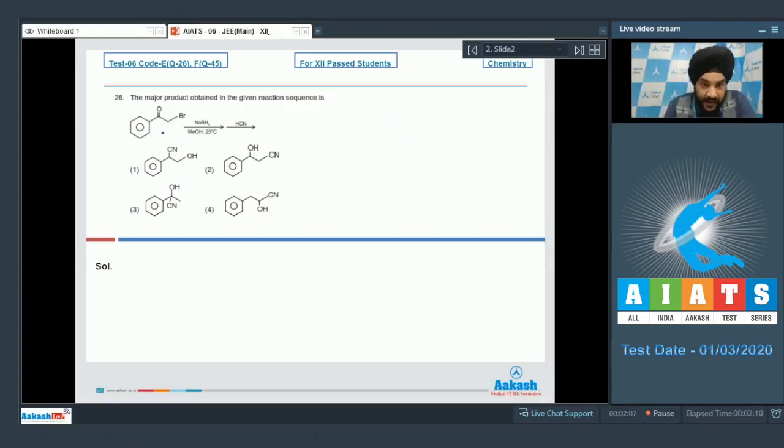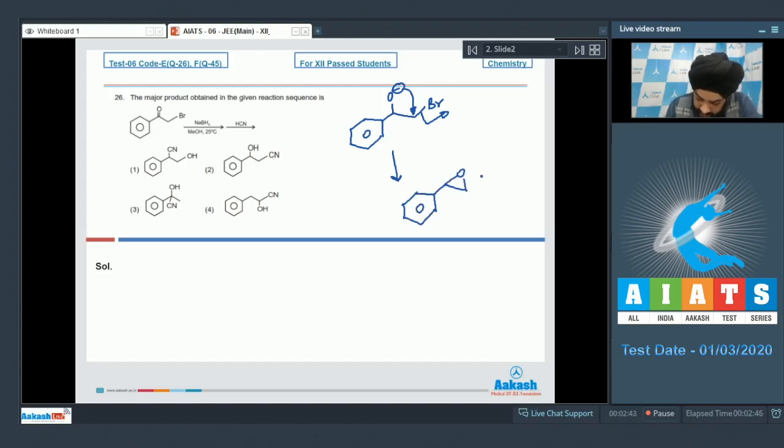We have been given a substrate which is allowed to undergo reduction with NaBH4 in the presence of MeOH as solvent, and it is further allowed to react with HCN. In the first step, which is the reduction step, the hydride ion will attack the carbonyl center and convert the carbonyl into an alkoxide. In the next step, this alkoxide will make an intramolecular attack and make this Br leave. So this will lead to the formation of an epoxide over here.